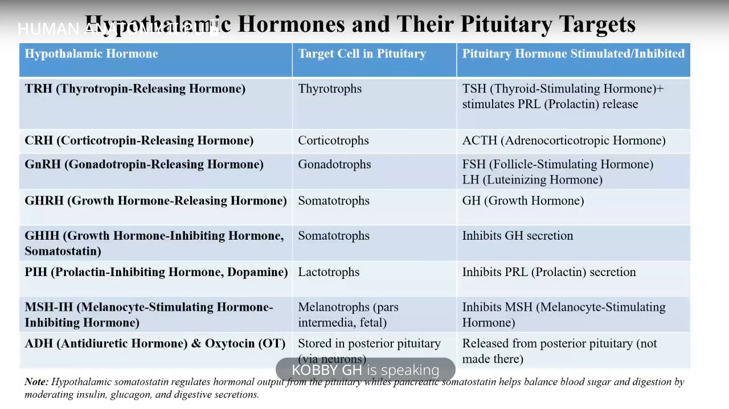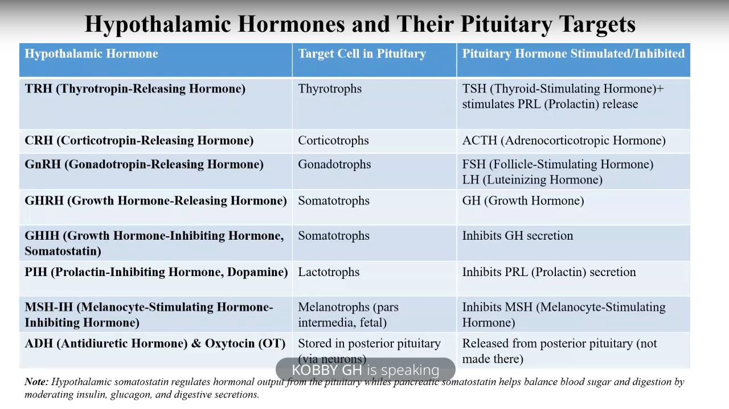Hypothalamus also produces prolactin inhibiting hormone. Where is it going to? Anterior pituitary. Which cell is it going to look for? It's going to look for lactotroph cells. What instruction? It will tell the lactotroph cells to inhibit prolactin release.